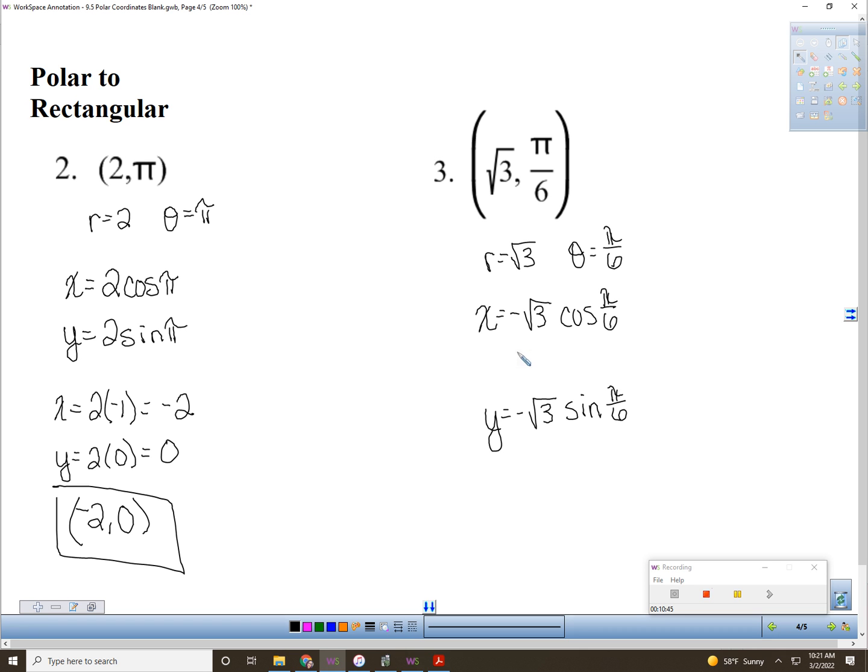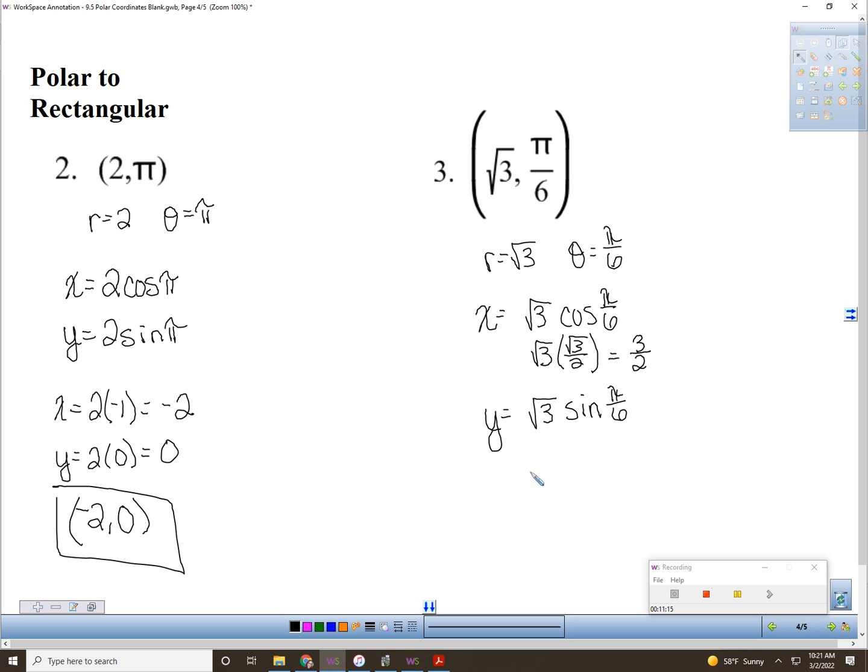So I have negative square root of 3 times the square root of 3 over 2. That's going to give me, oh, I don't know why I put a negative there. You guys might be wondering that as well. Probably because I can't read my own handwriting. My bad. Those are not negative. They're obviously positive. All right, so I get square root of 3 times the square root of 3 over 2, which is going to give me 3 over 2. So that's my x value.